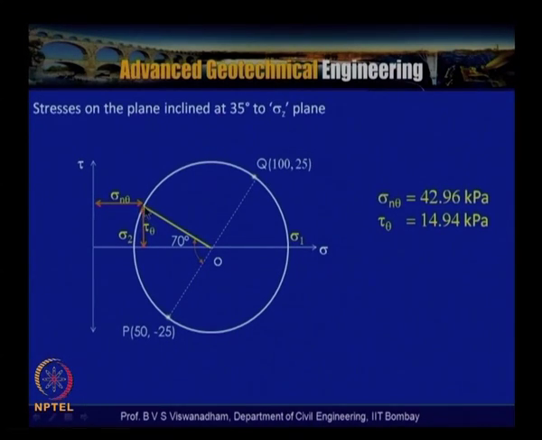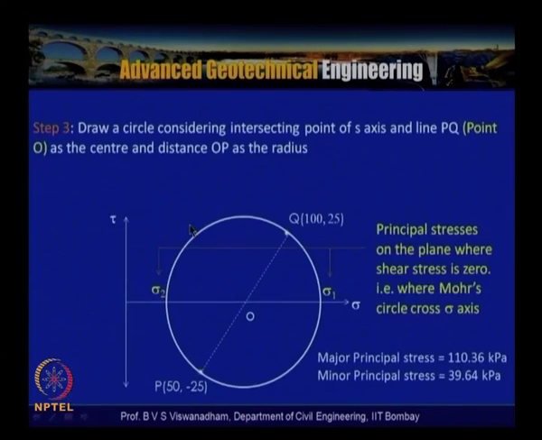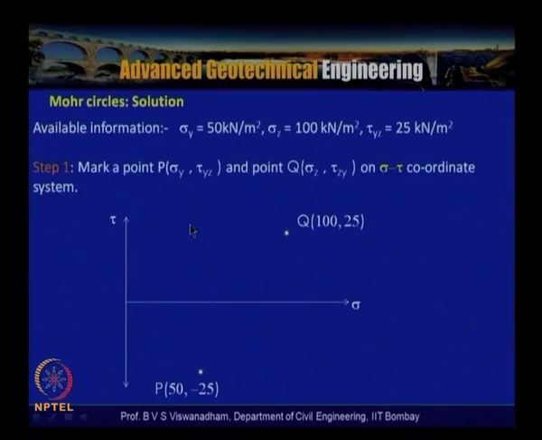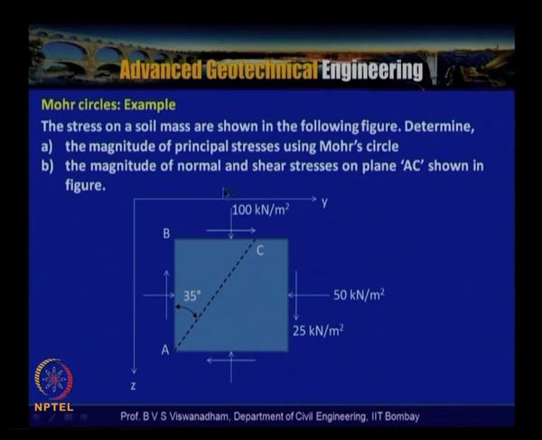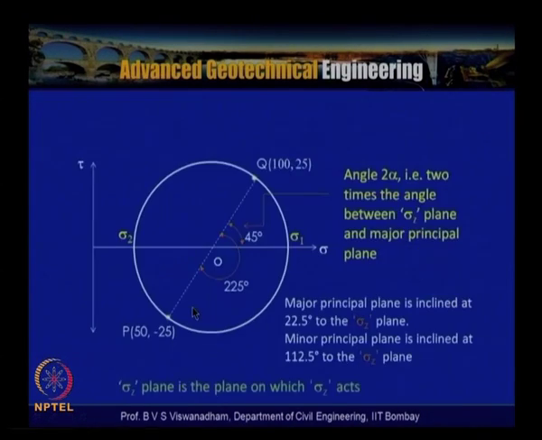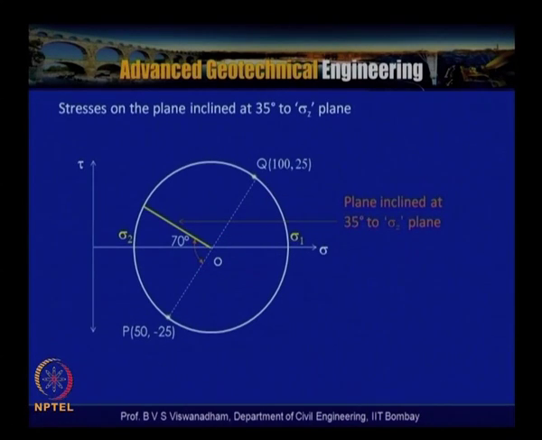At this point, we need to find, if you look into the problem, the magnitude of the normal and shear stress on plane AC, which is shown in the figure. So this plane is inclined at 35 degrees. The 35 degrees is represented here, 35 degrees to the sigma j plane, and this is actually 70 degrees.